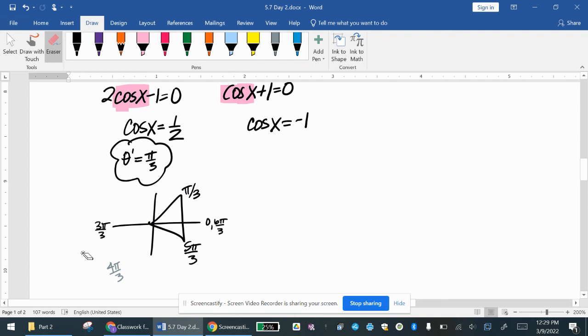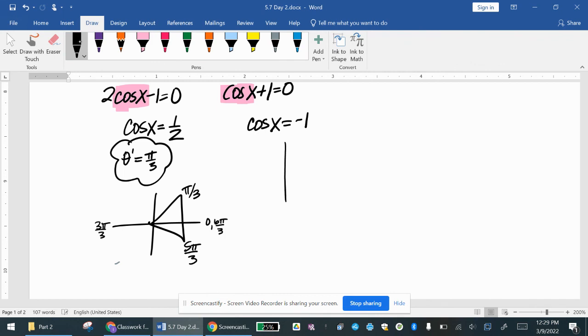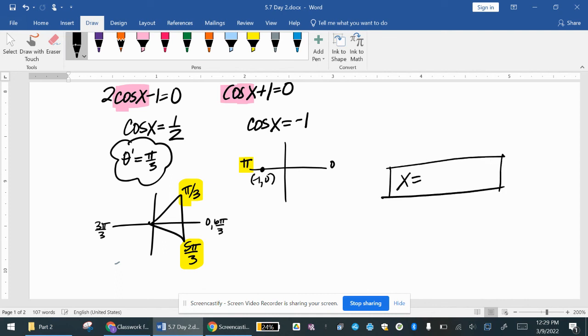Okay, so where is cosine going to be a value of -1? So this is a quadrantal angle. Cosine is the x value, and that only happens at pi, right? So here's 0, here's 1 pi. Okay, so our solutions are in order. Remember, you don't have to write them in order, but I tend to do that when there's multiple answers. Pi over 3, pi, and 5 pi over 3.